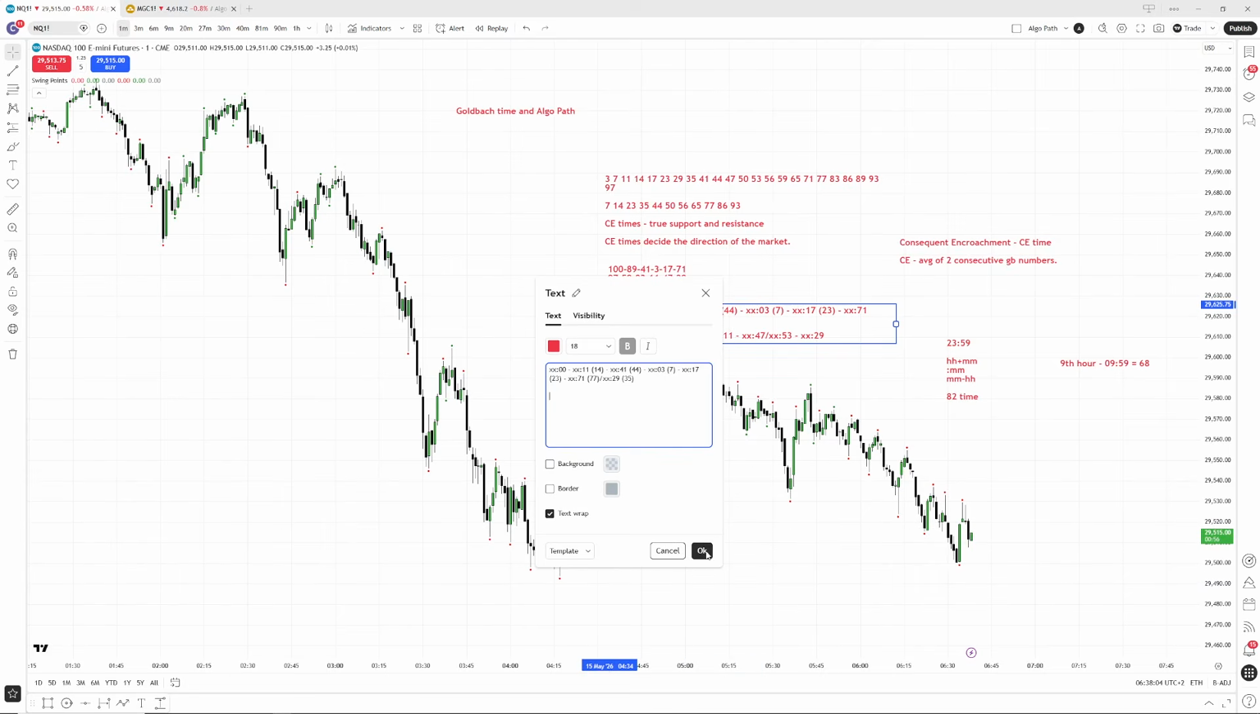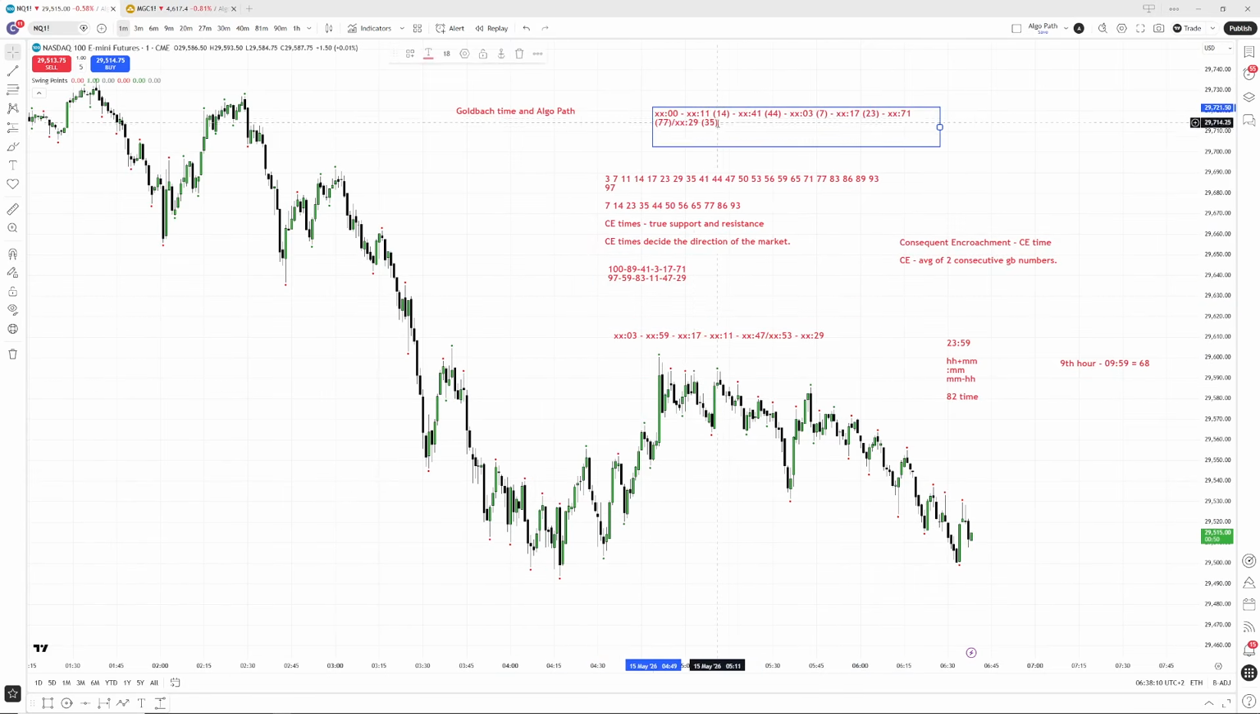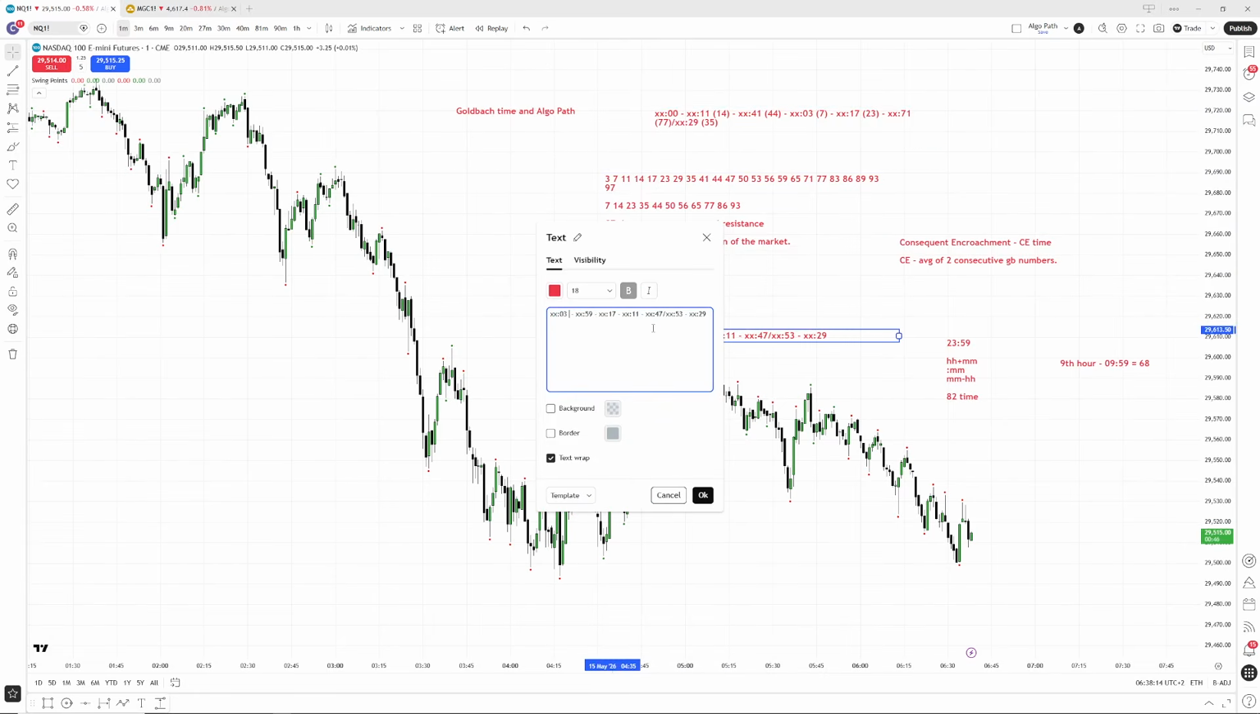Similarly, if I write algo 2 here, 3's CE number is 7. 59's CE number is 65. Here it is 23. Here it is 14. Now 47 has a CE which is 50. Now your focus should be here and you can clearly see 47's one position to the right is 50. Similarly, 53 has 56 and 29 has 35.